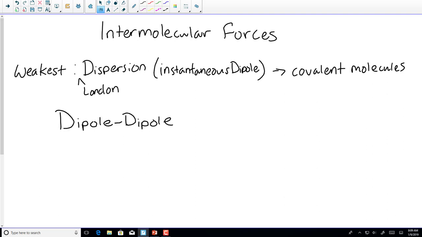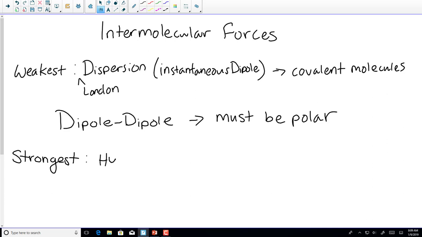What was the requirement for the dipole-dipole? The molecule must be what? Have opposite charges. So what do we call that when a molecule has opposite charges? Polar. Good. Molecule must be polar. Then the strongest one we had was what? Hydrogen. Good. Hydrogen bonding.